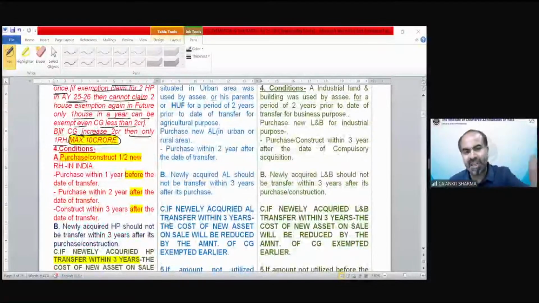Let me complete this section 54 and then we will move on to the examples of section 54. You will understand each and everything. Just trust me, relax. Now there's a condition.